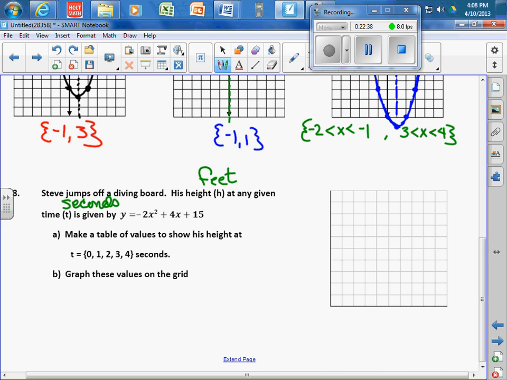So we're going to make a table of values to show his height at 0, 1, 2, 3, and 4 seconds. Well, we can do that. We know how to do that, right? Just make a table. Now, instead of x, though, we're going to use t, and instead of y, we're going to use h, right? That should have been written h equals -2t squared plus 4t plus 15.